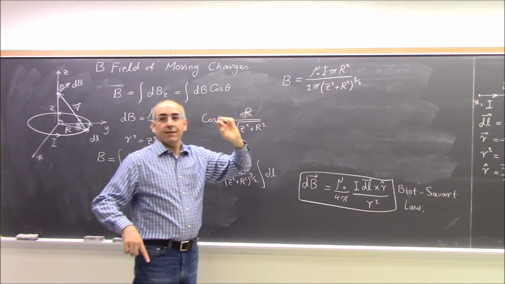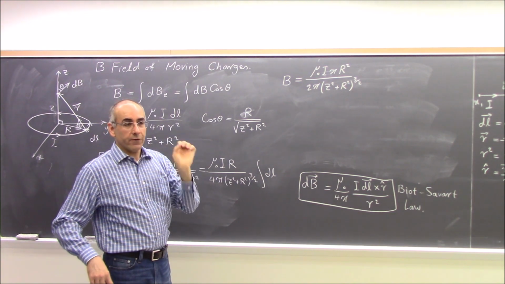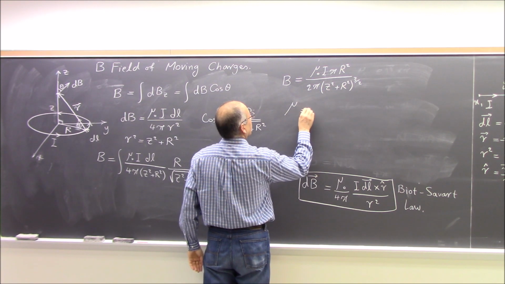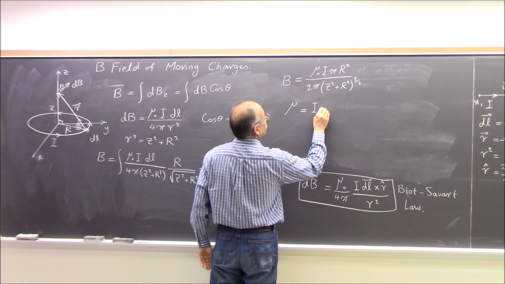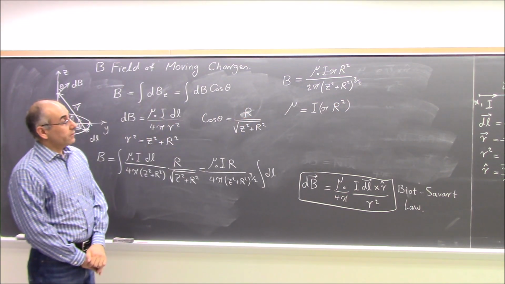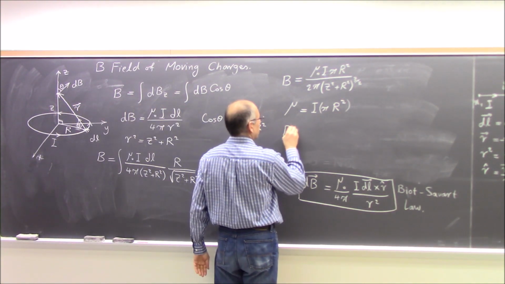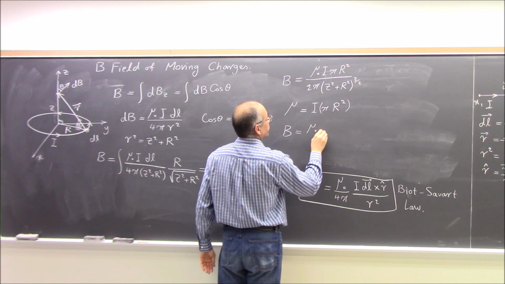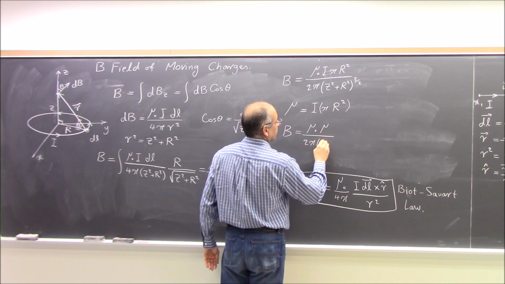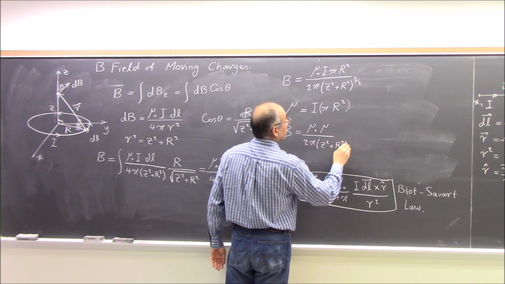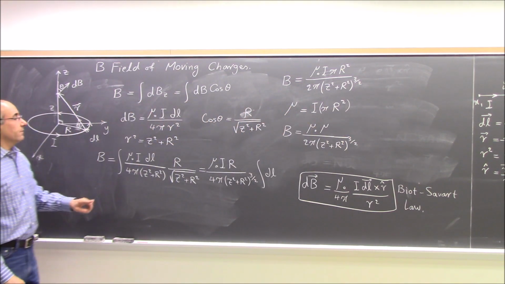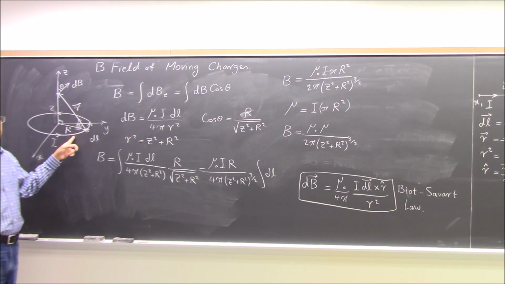Remember the magnetic dipole moment of a loop of current. Magnetic dipole moment, mu, of the loop of current is I times pi r squared, or I times the area. So if you write it in terms of mu, this will be B equal to mu naught mu divided by 2 pi, z squared plus r squared to the 3/2. And mu is this.